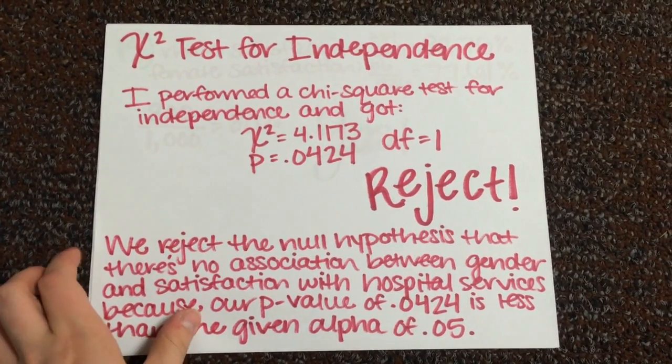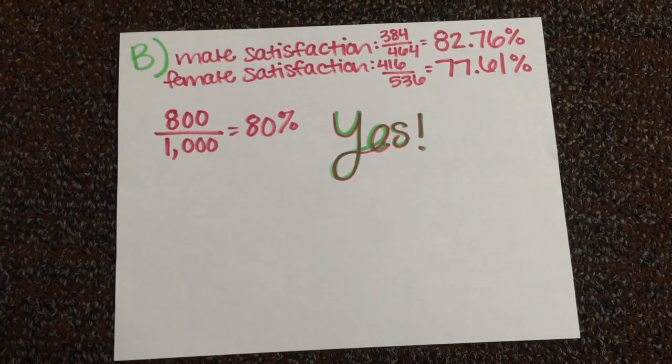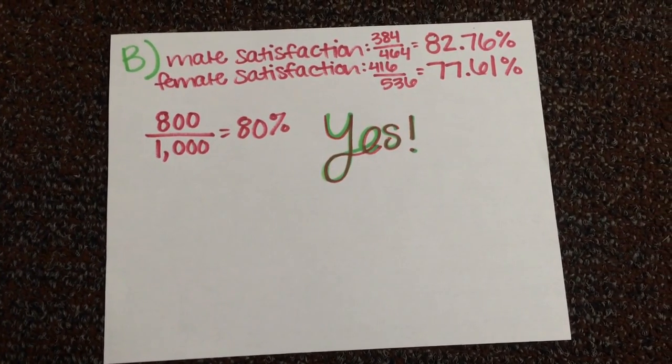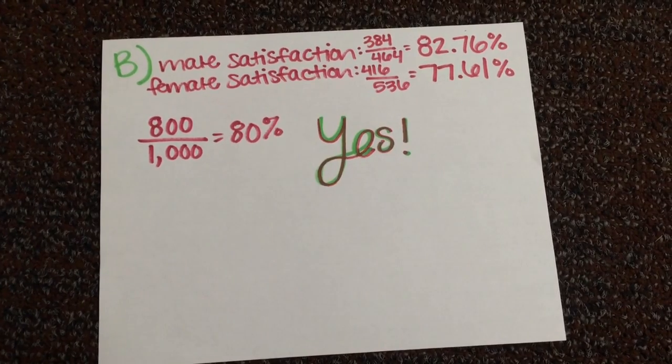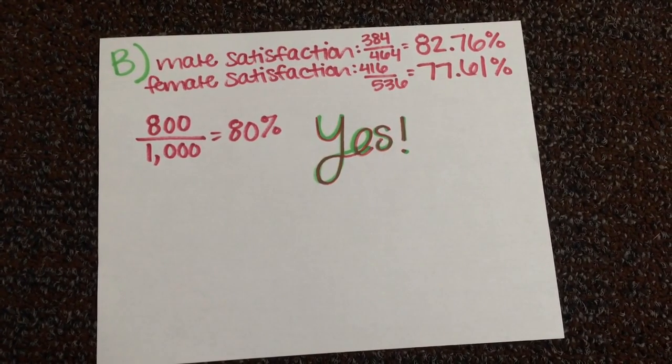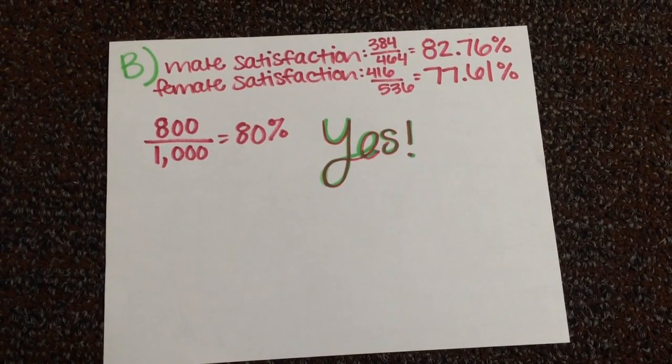Part B says, is 800 out of 1,000 a reasonable estimate for the proportion of all adult county residents who are satisfied with the services offered by this hospital? Explain why or why not.